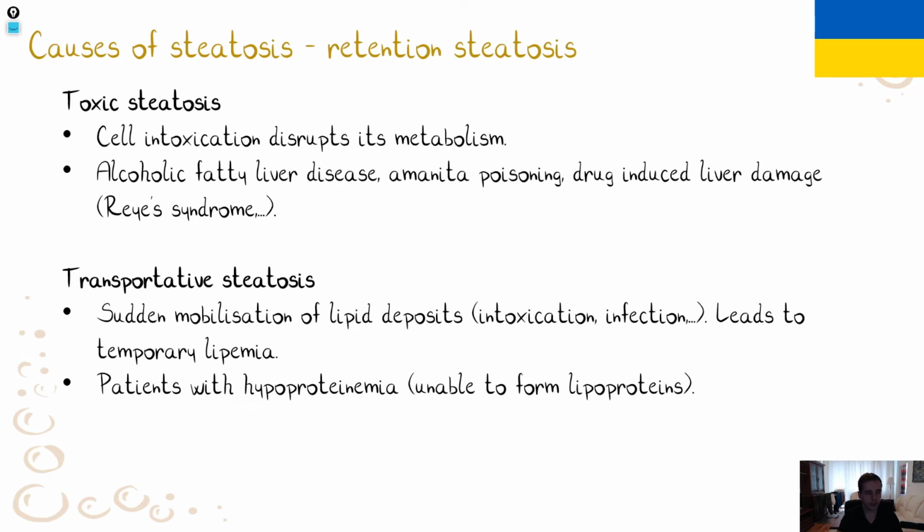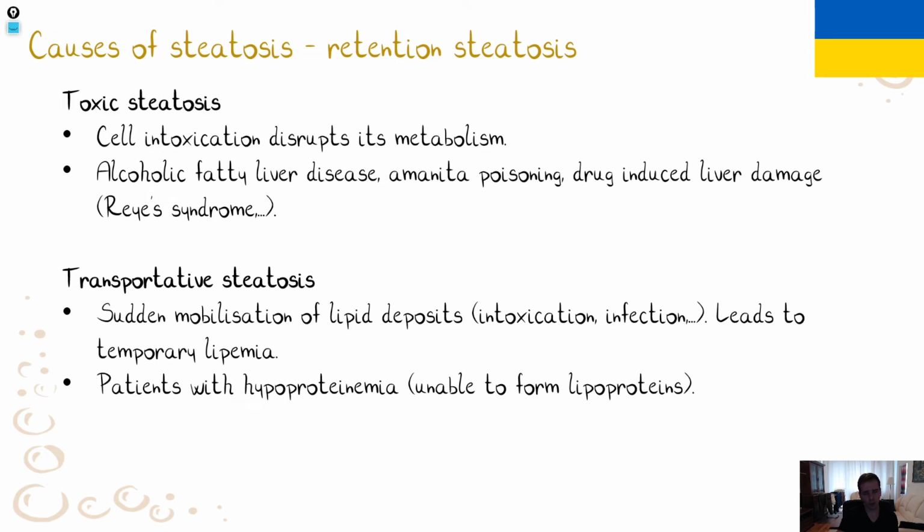And last but not least, there is so-called transportative steatosis. Transportative means that the steatosis developed as a consequence of disrupted transport of something. Some toxins or some infections can suddenly mobilize lipids from deposits from adipose tissue, which can lead to temporary lipemia, temporary increased amount of lipids in blood, and subsequent steatosis of organs.